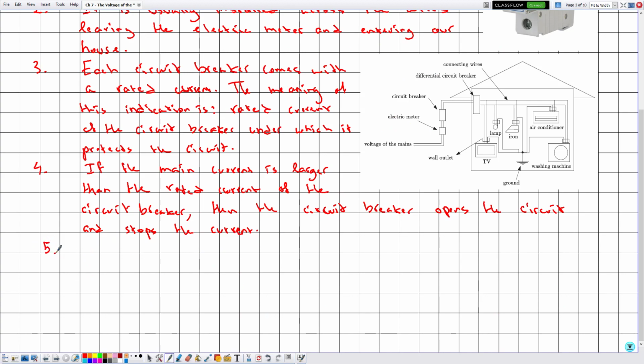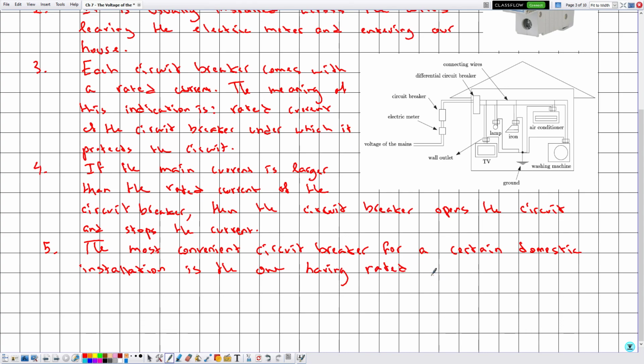Now idea number 5, to say that the most convenient circuit breaker for a certain domestic installation is the one having rated current slightly greater than the main current.